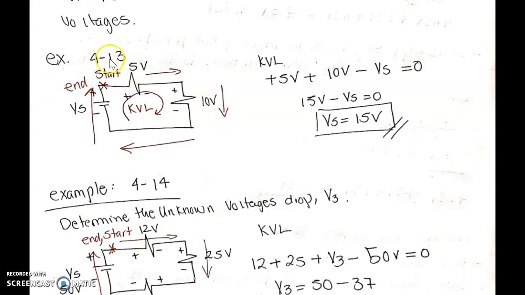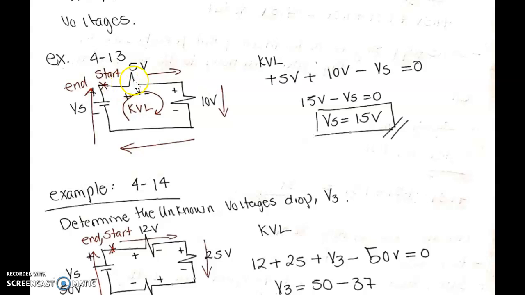In example 4-13, we have a simple circuit. We have the voltage source, we have the voltage drop across this resistor, voltage drop across that resistor. So I'm going to select a point in the loop and start doing the KVL, Kirchhoff's voltage law, across this loop. I'm going to mark here so I know where to start and where to end.